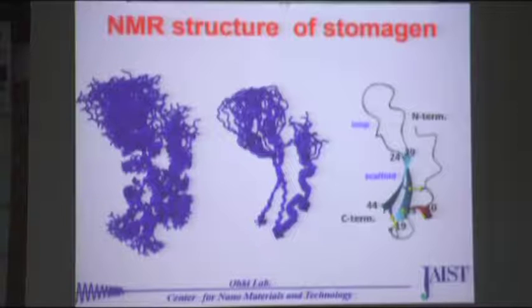This is the result. This is the overlaid representation of 20 structures of stomagen. All heavy atoms are depicted. This is only the backbone depicted. 20 structures are overlaid. This is a real model of stomagen. Here is the N-terminal end, here is the C-terminal end. Beta sheet is here, and one-turn helix is here. These secondary structure components are connected by 3 pairs of disulfide bonds.